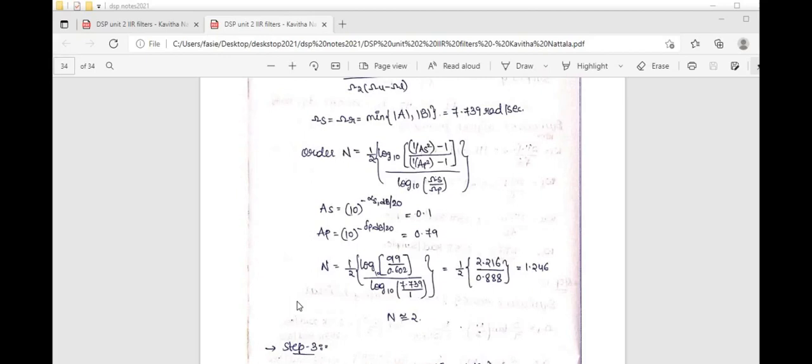Then after that we substitute in the n value. What is n? n is 1 by 2 log of (1 by AS square minus 1) by (1 by AP square minus 1), that is, stop band gain square and pass band gain square minus 1, divided by log of omega s by omega p. If you substitute all the values from there, we can find their gains as well as the order. Clear? So n is equal to 1.246, approximately equal to 2. Clear? So we have to take the value more than that. That's the reason we're taking it.